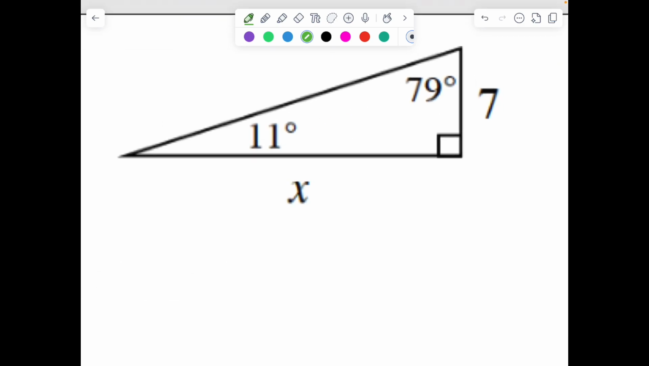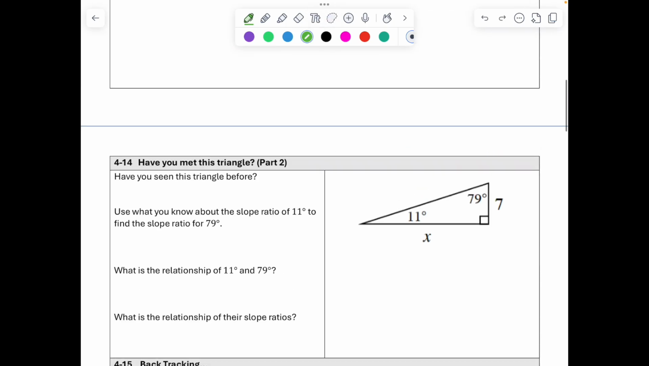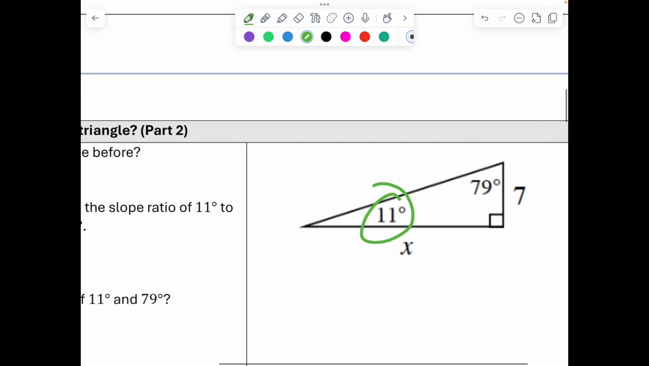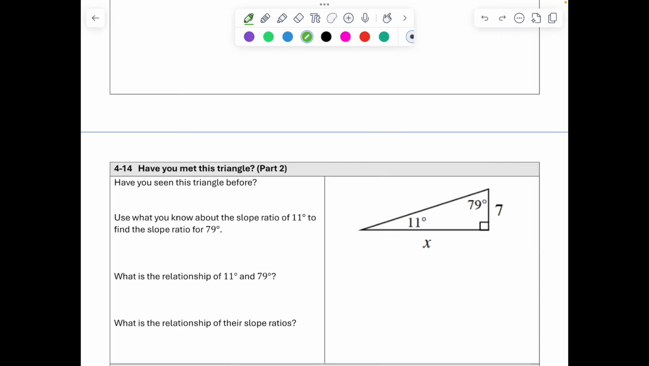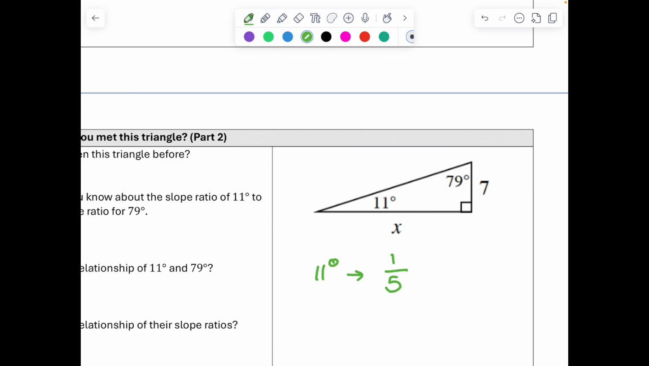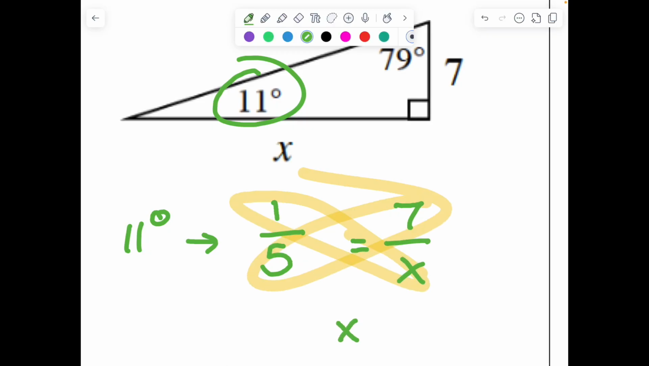So here we have a triangle. We know that the angles in a triangle should add up to 180. So 11, 79, and 90 checks out. Have we seen this triangle before? Yes, we actually have. We've talked about an 11-degree triangle before. We know that the ratio for an 11-degree angle is 1/5, right? So we could find x. We could set that equal to 7/x, cross multiply, so that x = 35.